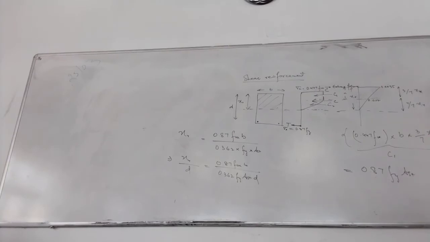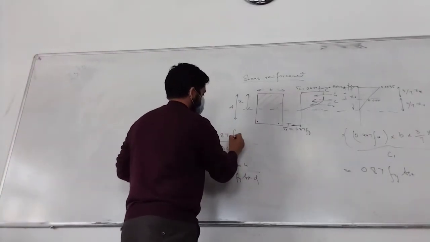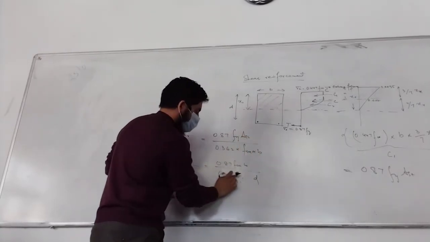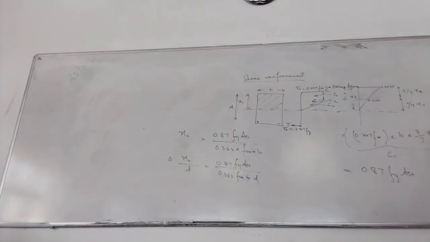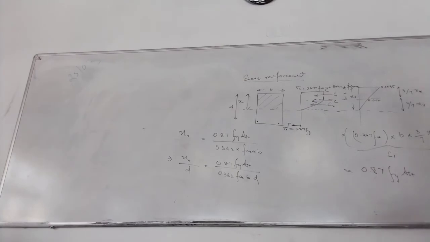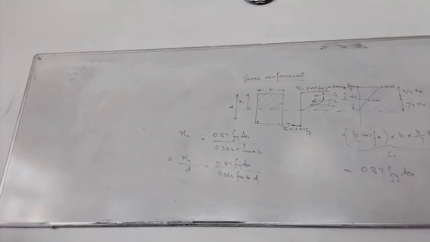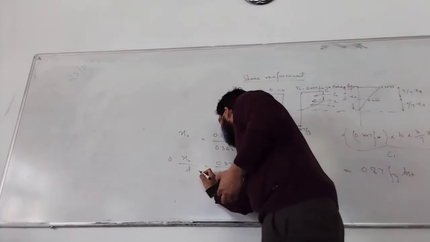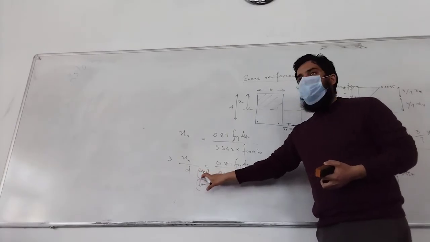XU by D is 0.87 FY AST by 0.362 FCK B D. Now, if the value of XU by D is less than the limiting value, this is not a balanced section, which I told you last time. When it's a balanced section, then C is equal to T. Compression forces are equal to T. So this becomes the limiting value. You cannot increase XU greater than this value. If it increases greater than this value, it becomes over-reinforced. So this is XU by D max actually, or limiting. Code mentions limiting, LIM, but you can also treat it as maximum.